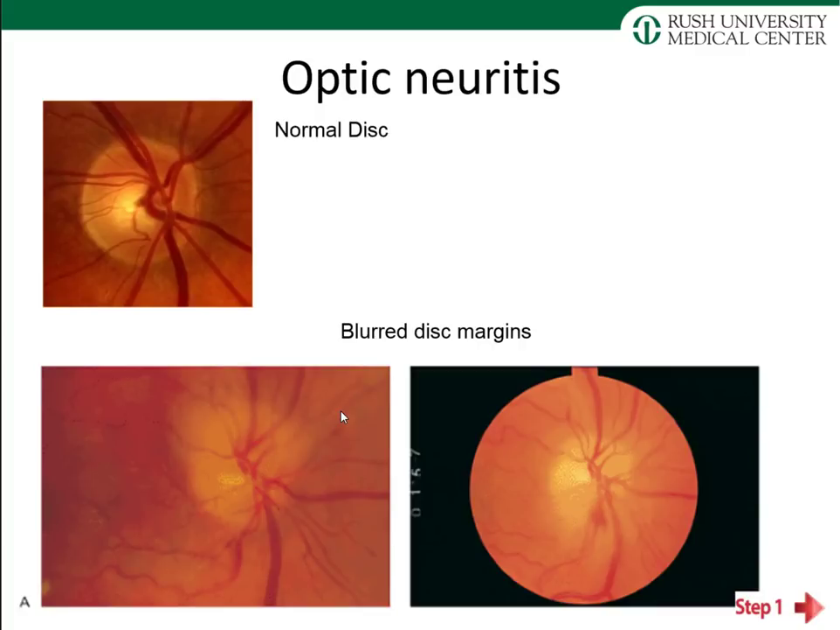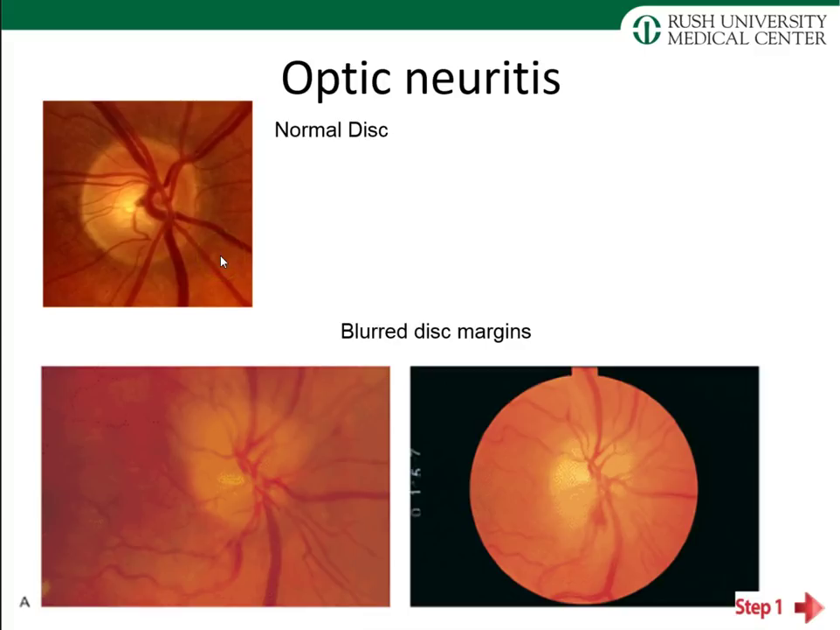I'd like to focus a bit on the eye abnormalities in multiple sclerosis. The first is optic neuritis, and optic neuritis occurs when you have demyelination of the optic nerve. Patients will present with decreased vision, typically in one eye, although it can occur in both eyes at the same time. Up on the left-hand side of the slide, you can see a normal disc, and what you can see is the sharp disc margins around the optic nerve.